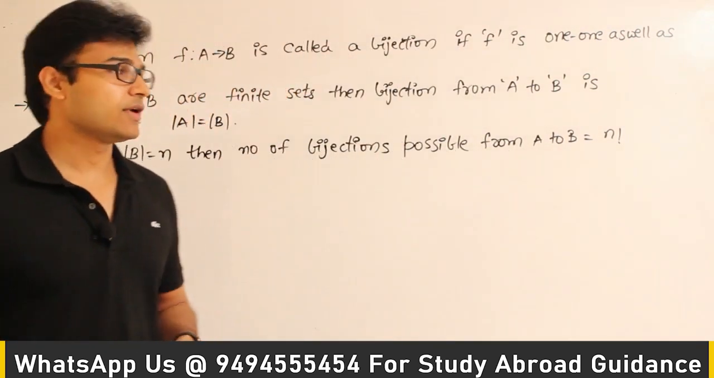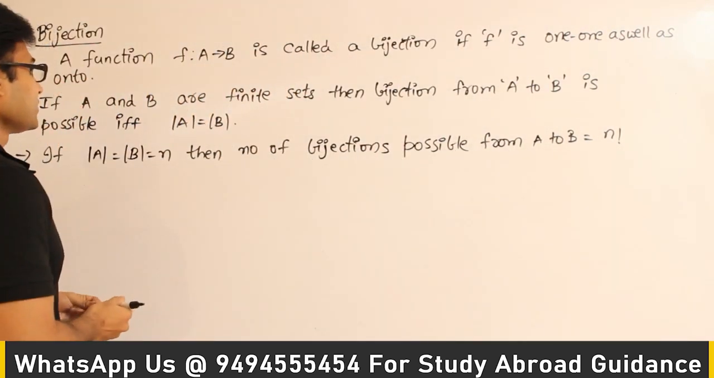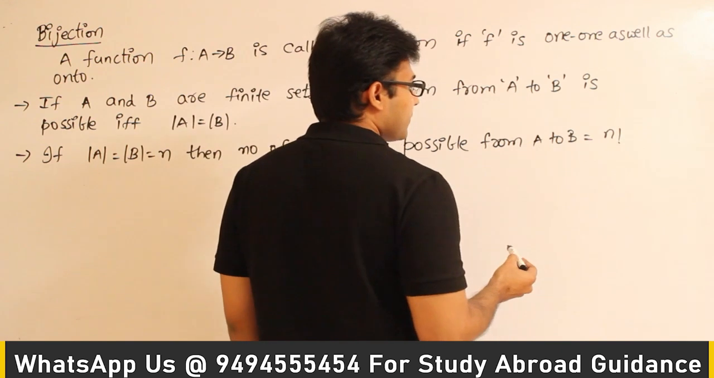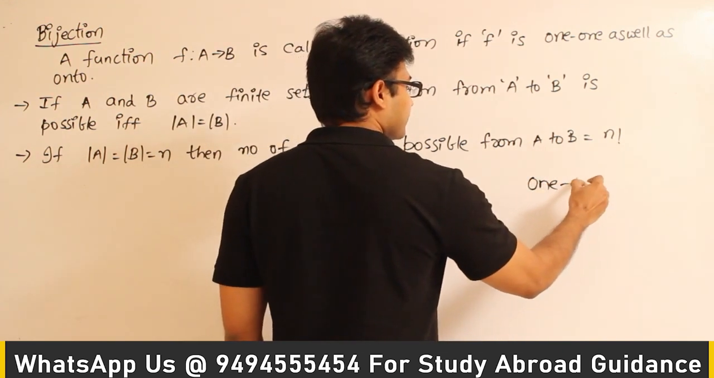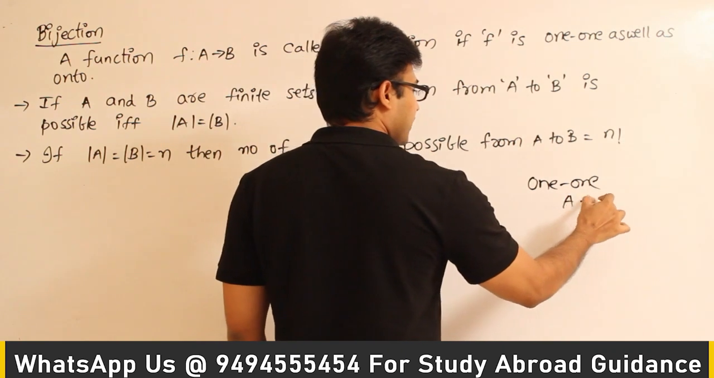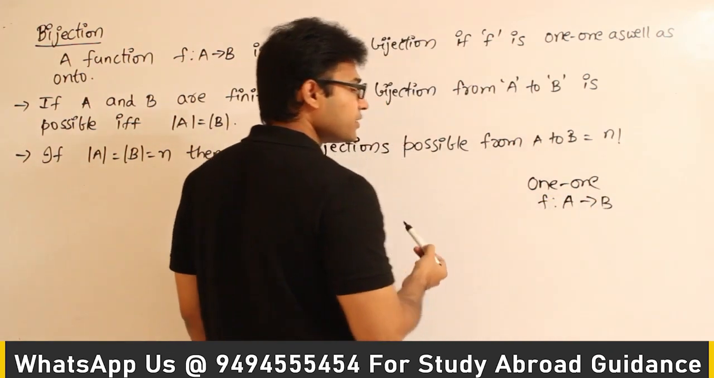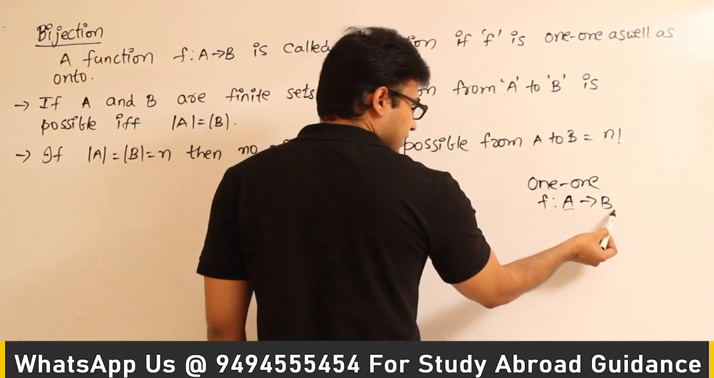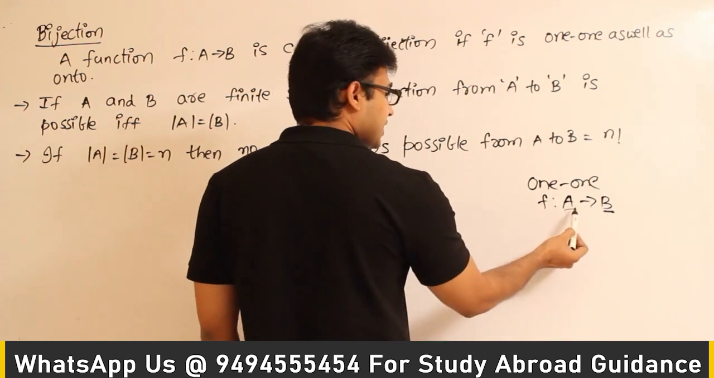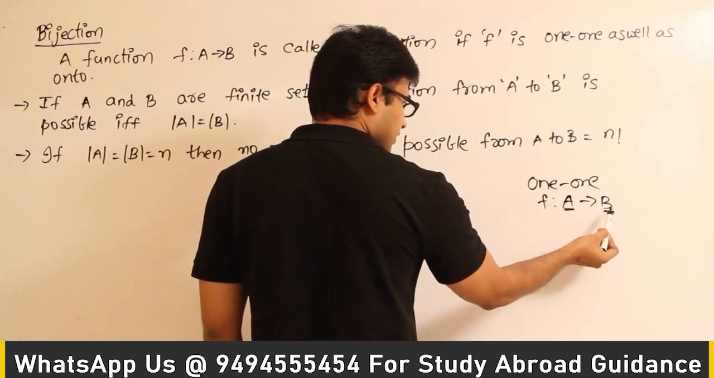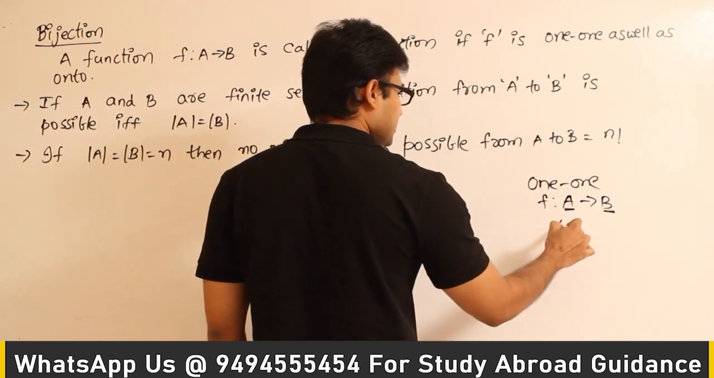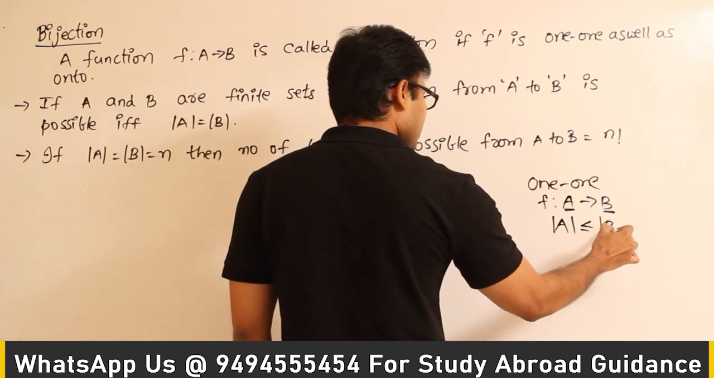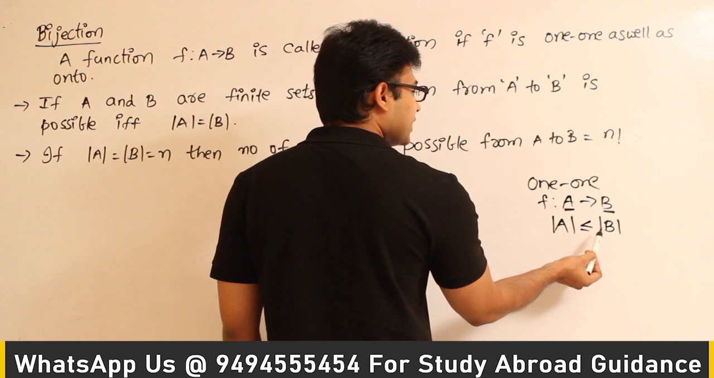So what are the necessary conditions for a function to be a bijection? I'm talking about necessary condition, not sufficient condition. First of all, it has to be 1-1. So for a function from A to B to be 1-1, it is clear that every element here should have a distinct element here, which means the cardinality of A should be less than or equal to the cardinality of B. Then only every element here will get a different element here.